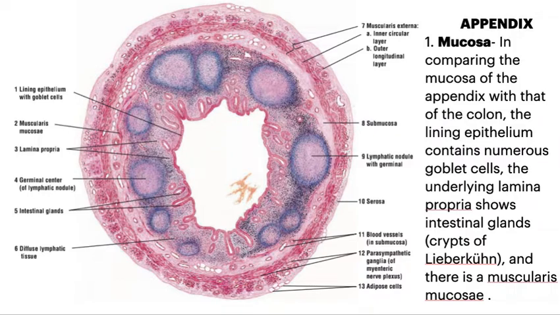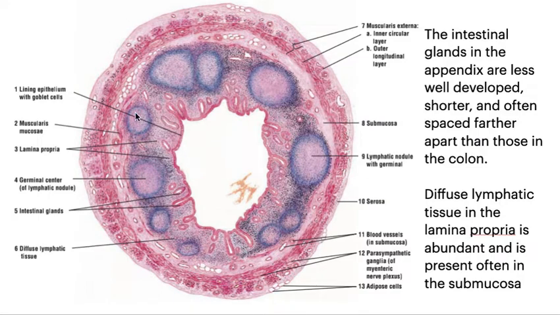So now coming to the appendix, a very important slide and easily identifiable because of its large lymphatic aggregates seen in the submucosa with all four layers of the GIT. So coming to the innermost layer, we have the mucosa. If we compare the mucosa of the appendix with that of the colon, lining epithelium contains numerous goblet cells. Underlying lamina propria shows crypts of Lieberkühn, and then there is the muscularis mucosae over here.